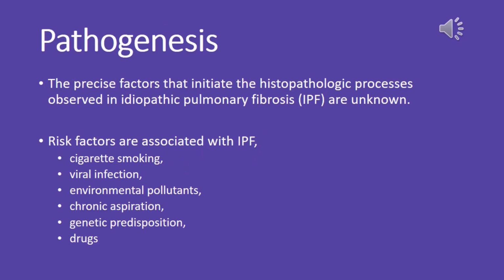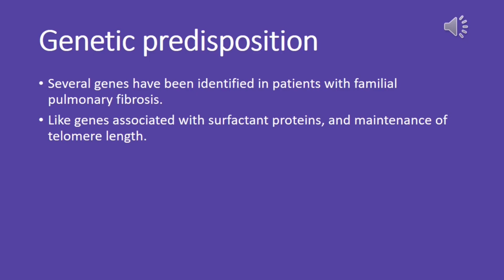The exact factors that trigger the histopathologic processes seen in idiopathic pulmonary fibrosis, IPF, remain unknown. Several risk factors are associated with IPF, including cigarette smoking, viral infections, environmental pollutants, chronic aspiration, genetic predisposition, and certain medications. A genetic predisposition to IPF exists, with several genes identified in patients with familial pulmonary fibrosis. These genes are associated with surfactant proteins and the maintenance of telomere length.